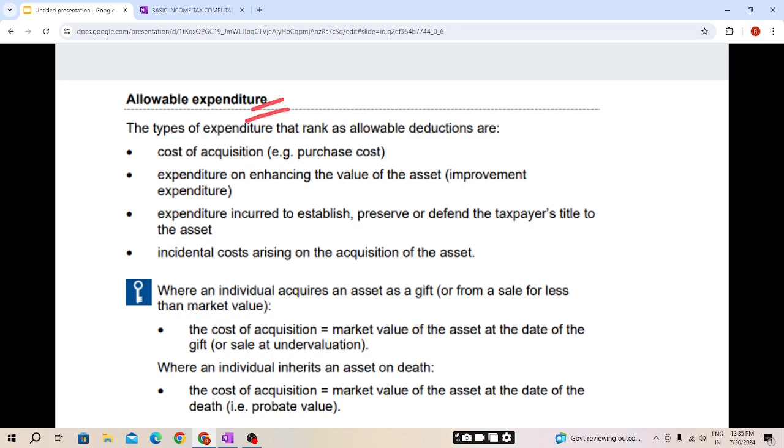Then we saw the allowed expenditure. These are the 4 expenditures which are allowed. The cost of acquisition, when the asset has been acquired as a gift, will be the market value of the asset at the date of the gift. If it is inherited, students, the cost of acquisition will be the market value of the asset at the date of death, that is the probate value. When an individual inherits the asset on the death of a person, then the cost of acquisition for the individual will be the market value on the date of death.